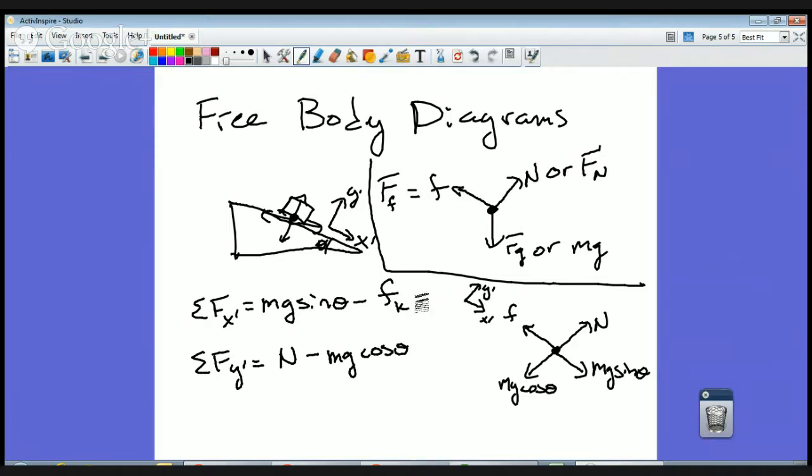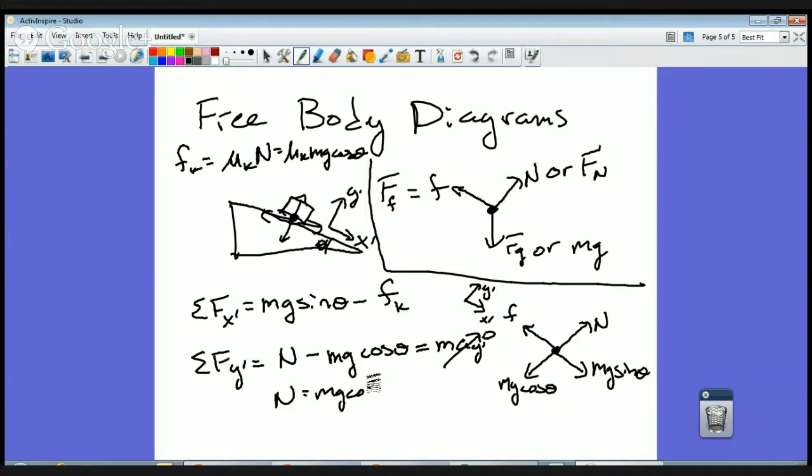Okay. I know that this force of friction is going to be mu k times the normal force, which is going to be mu k times mg cosine theta, because my next step is to take this, set it equal to ma, but the acceleration in the y prime direction is 0 because it's not crashing through the ramp or flying off of it. So this is 0. N is equal to mg cosine theta. And I did that because I knew up here I needed the normal force.